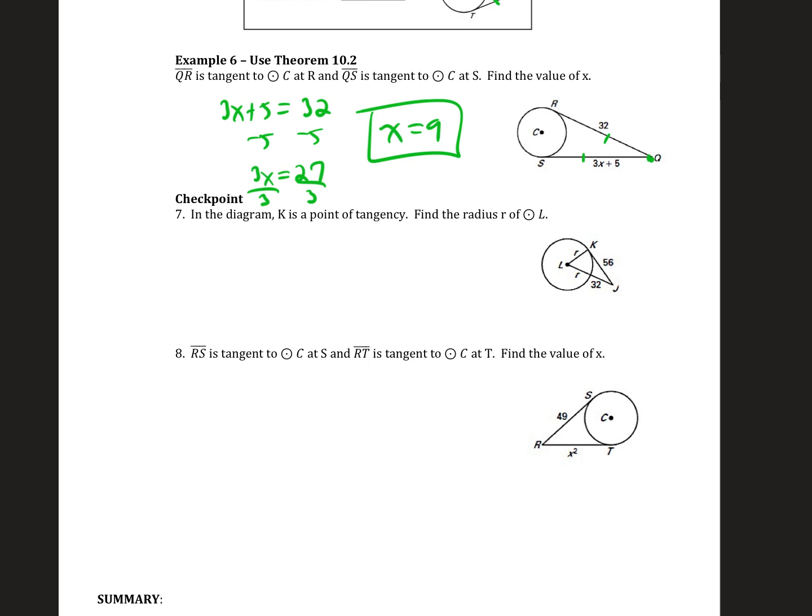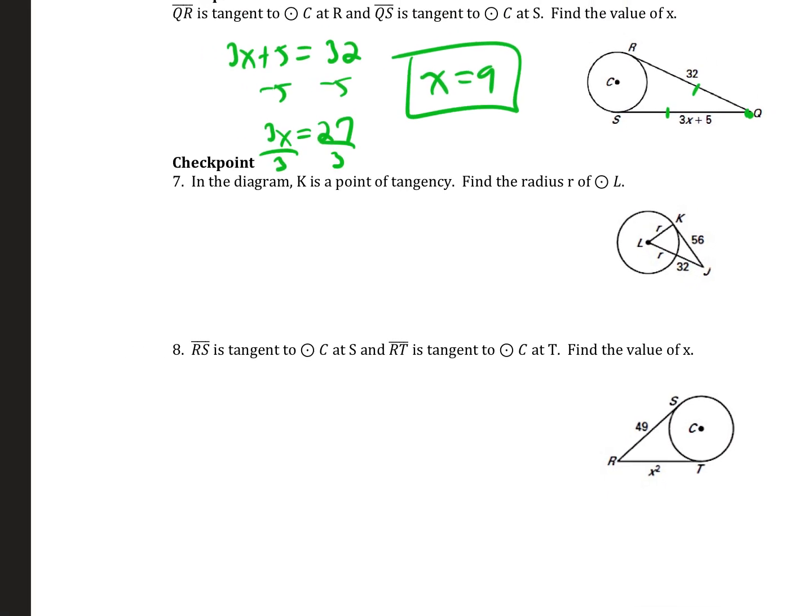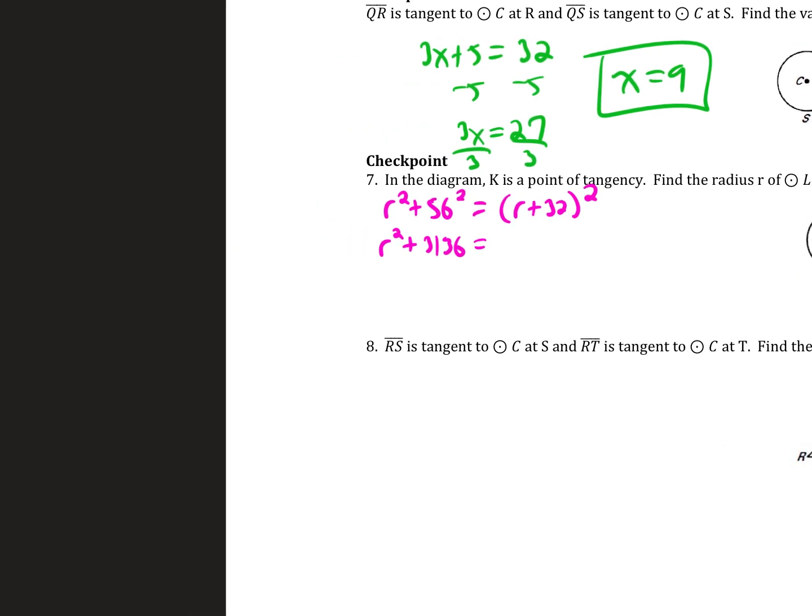All right, sounds good. So, here we go. So here's a point of tangency. So we're going to do the Pythagorean theorem again. So we have r squared plus 56 squared equals, now in parentheses, r plus 32 squared. Okay? So 56 squared is 3,136. This is going to be r plus 32. Let's do it over to the left over here. I'll make some room. So we have r plus 32 times r plus 32.